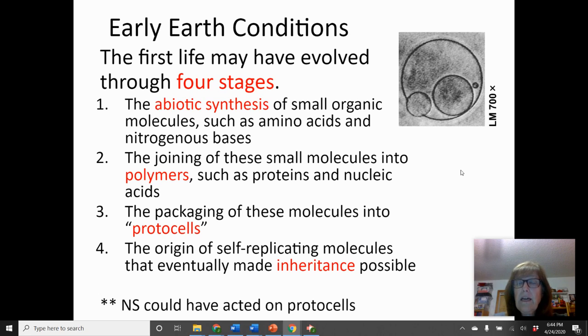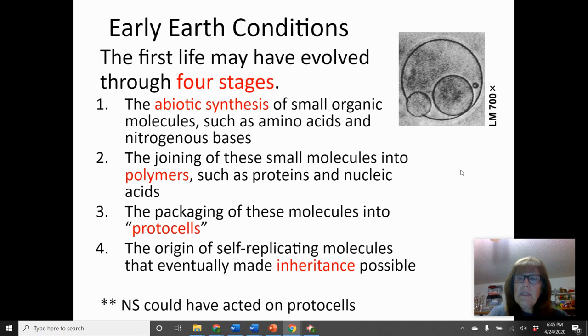One of them is that life may have evolved in 4 stages. The first stage is what is known as the abiotic synthesis of small organic molecules. Abiotic, of course, means without life, and synthesis means to take several of something and put them together to make something else. So these small organic molecules, like amino acids, those are the monomers of proteins that we know. These small organic molecules also include nitrogenous bases that make up DNA and RNA.